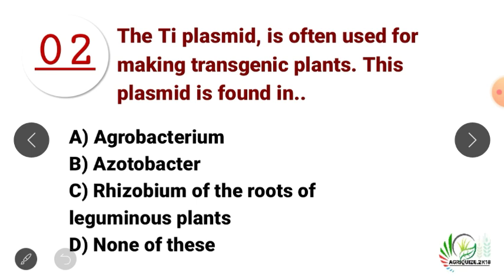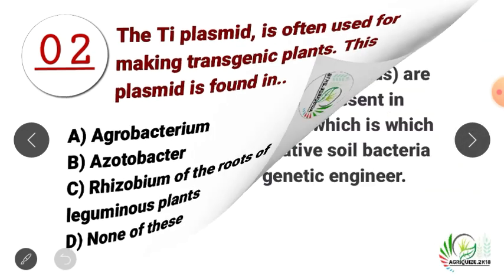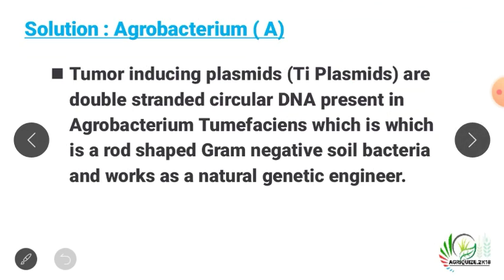Question number 2. The Ti plasmid, that is tumor inducing plasmid, is often used for making transgenic plants. This plasmid is found in Agrobacterium, which is the right answer. Tumor inducing plasmids are double stranded circular DNA present in Agrobacterium, a rod shaped gram negative soil bacteria.